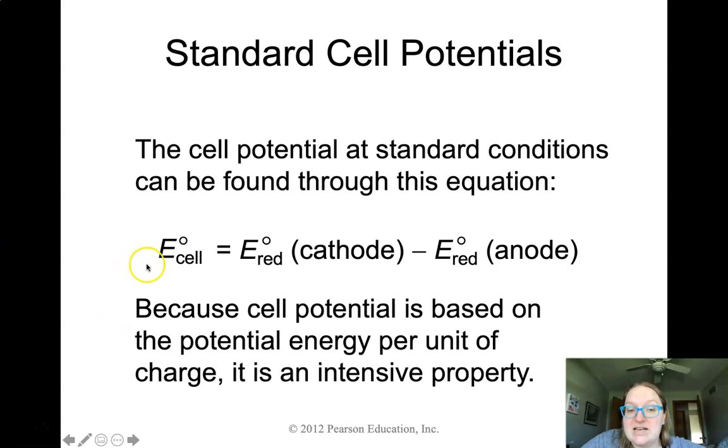From there, we can talk about how to actually calculate the standard reduction potential of a cell, and that's E naught cell. We're going to do that by taking whatever the reduction potential is at the cathode minus the reduction potential at the anode. Okay, so again, these are going to be values we find from a table. Our big thing is going to be making sure we find the correct reduction potential for the cathode and the correct reduction potential for the anode.